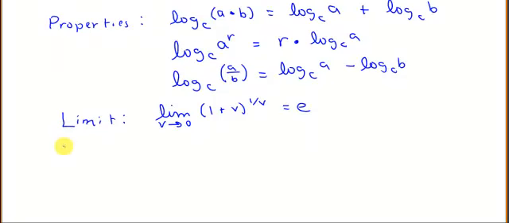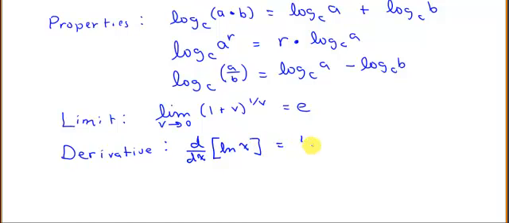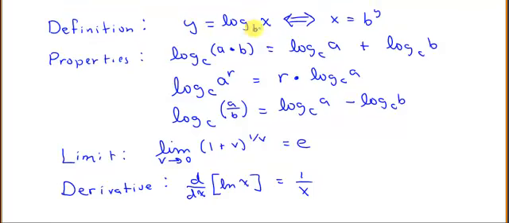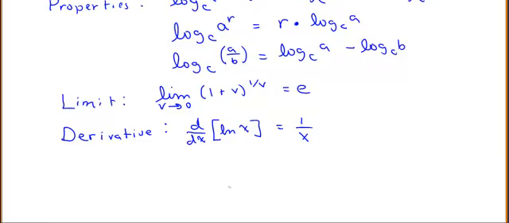And finally, we had a derivative formula. And basically this said that the derivative with respect to x of the natural log of x was 1 over x. Now there's something that I need to say here: notice that the definition, of course, applies to logs of any base, any legitimate base. The properties of logs, again, apply to logs of any base, any legitimate base. But this derivative only applies to the natural log.